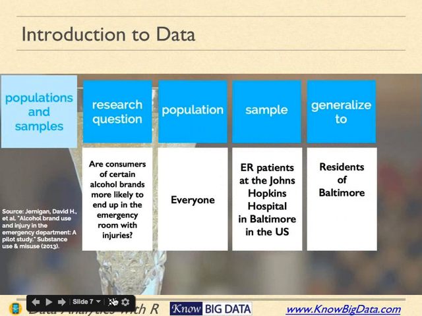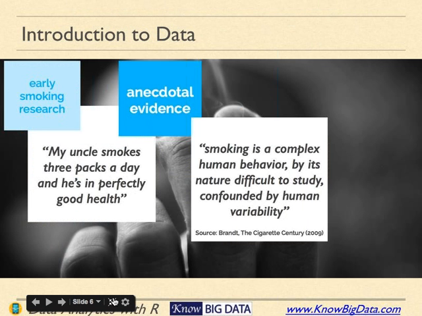Okay, so let's take the case of smoking. Okay, early smoking research, when there were no formal studies and formal analysis done, there were stories, there were anecdotal incidents. And then after a study, they reached a conclusion like smoking is a complex human behavior, by its nature difficult to study, confounded by human variability. Now, this is some other statement by a cigarette company.